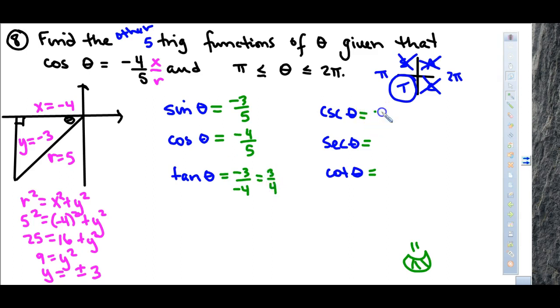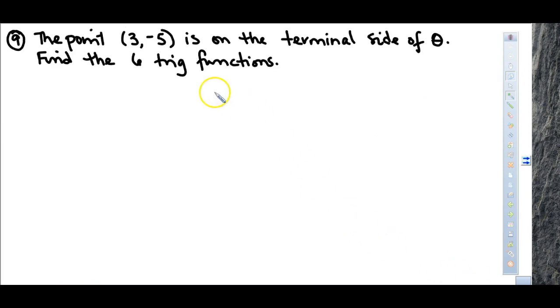Cosecant, we're going to flip sine. Secant, we're going to flip cosine. Cotangent, we're going to flip tangent. Check this out. What's always positive in the third quadrant? Yes, tangent and its inverse. Those are the only two that are positive. Everything else is negative. See, you did this right. You are so awesome.